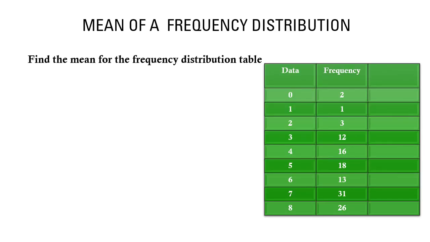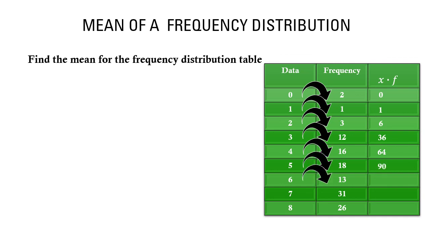In this table here, we're only going to find the mean. So we're going to multiply each data value by the corresponding frequency. So 0 times 2 is 0, 1 times 1 is 1, 2 times 3 is 6, 3 times 12 is 36, 4 times 16 is 64, 5 times 18 is 90, 6 times 13 is 78, 7 times 31 is 217, and 8 times 26 is 208.